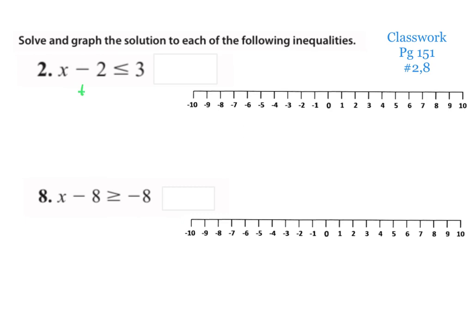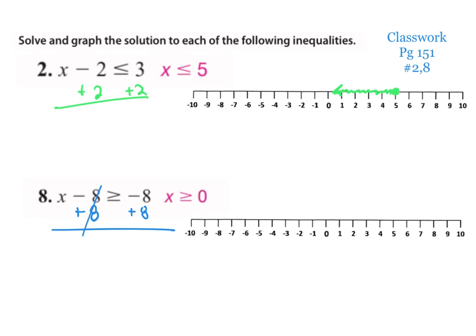You should have added 2 to both sides. You would have gotten that x is less than or equal to 5. So you should have had a closed circle on your 5 and everything to the left of it shaded. For the second one, you should have added 8 to both sides. You would have gotten that x is greater than or equal to 0, closed circle at your 0, and everything to the right of it shaded.